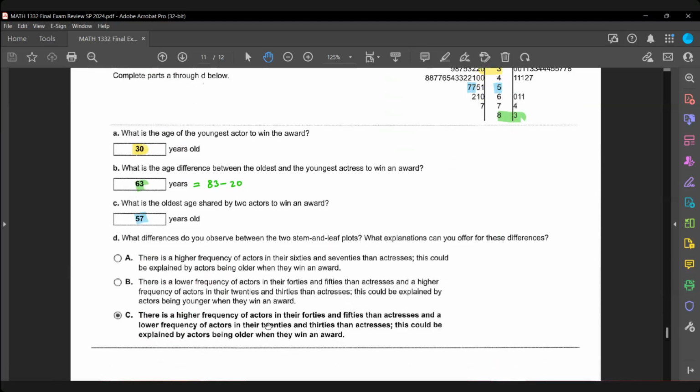Then it asks what differences do you observe in the two stem and leaf plots? What explanations can you offer? The only one here that could make sense is option C, but I'll let you read that on your own.